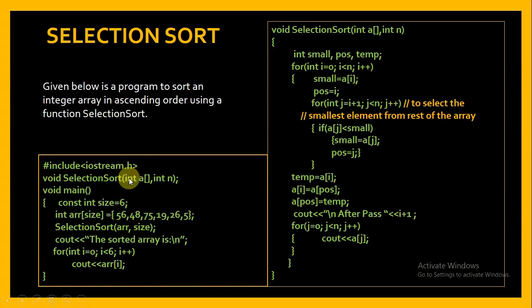Now this is a program. Here, this is the header file. Now we are writing a function. This is a function prototype to sort an array.